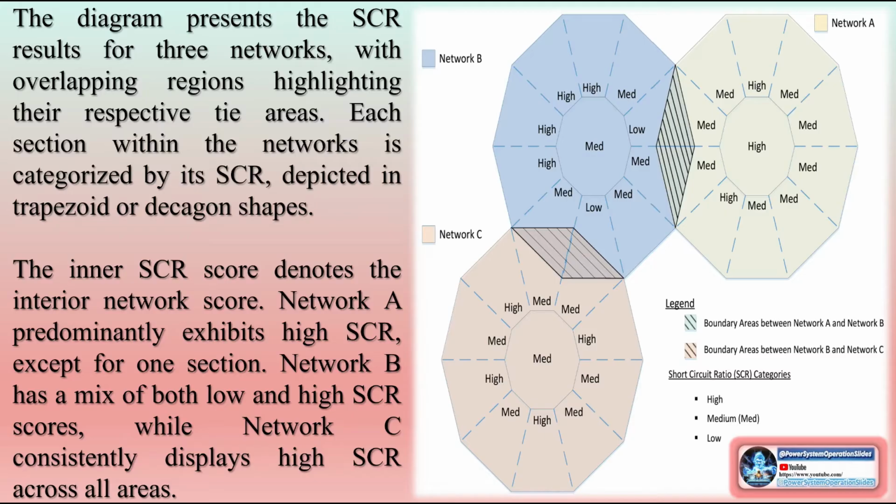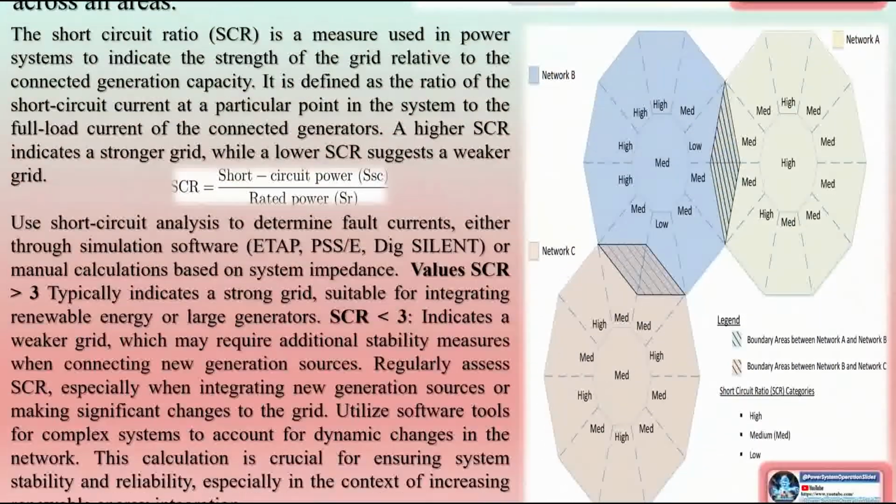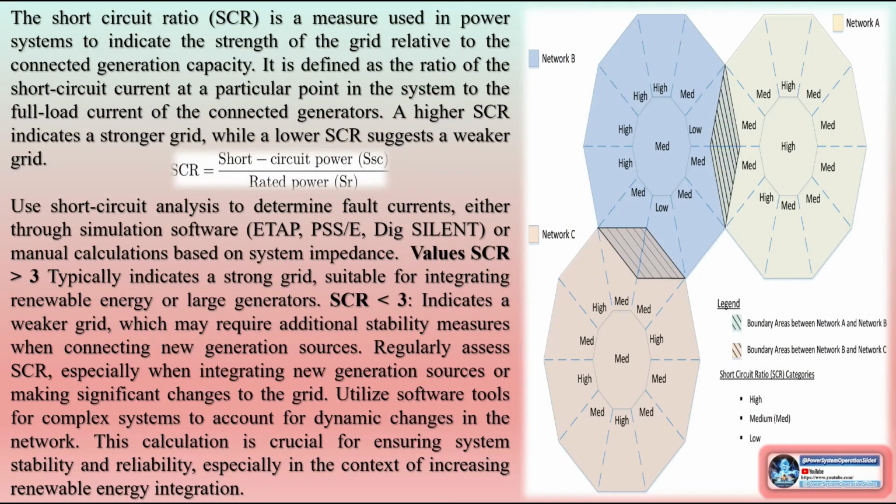The SCR helps assess the strength of the power system. A high SCR suggests that the system has strong interconnections, meaning that it can tolerate faults in one part of the network without major disruptions elsewhere. This is particularly important in systems where multiple generators or substations are connected and need to work in harmony to maintain stability. The SCR can also have economic implications.